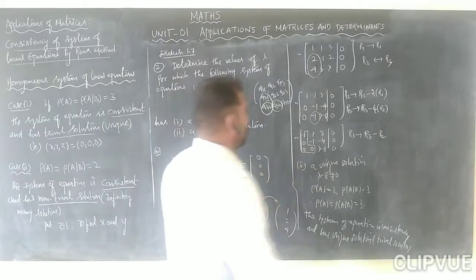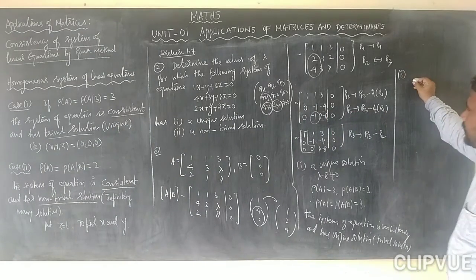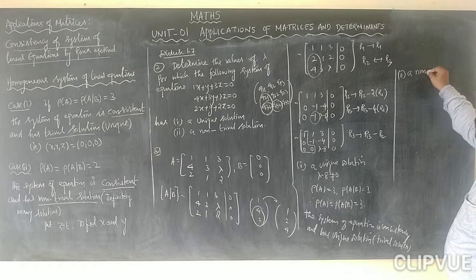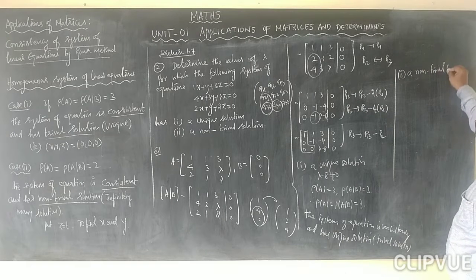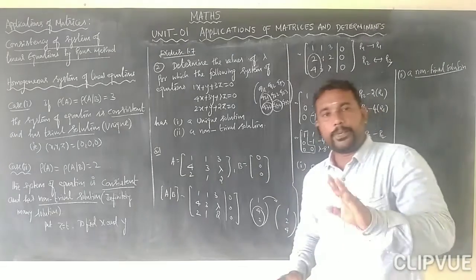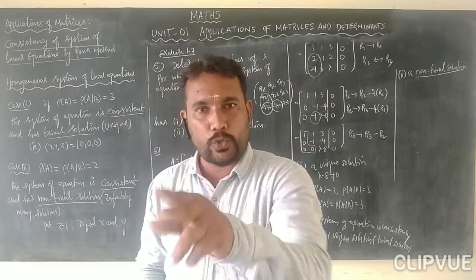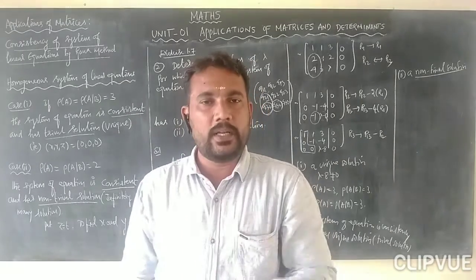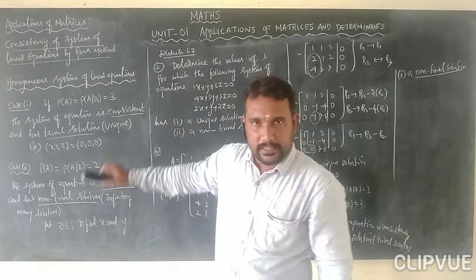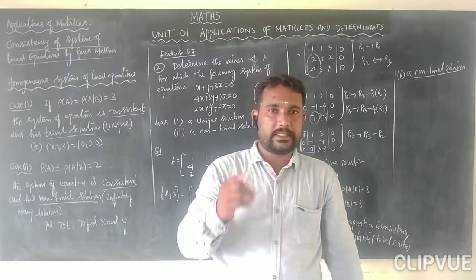Next one, non-trivial solution. Okay. Second question, a non-trivial solution. Non-trivial solutions, case number 2 condition: P of A equal to P of A difference B equal to 2. Rank of matrix is 2. The system of equations is consistent and has non-trivial solutions. Okay, rank of matrix is 2.